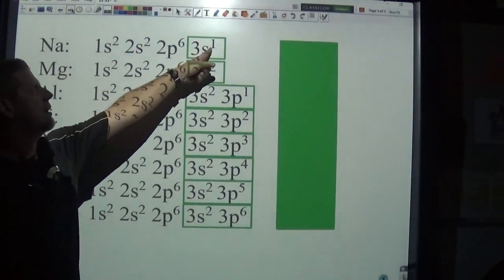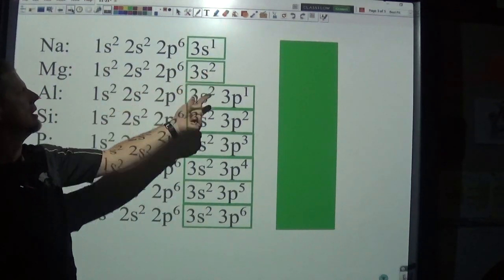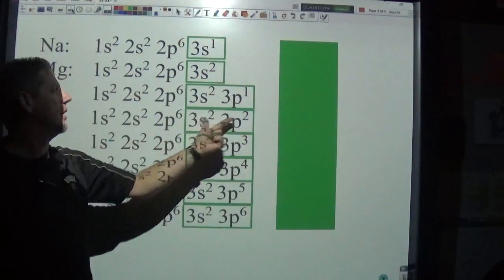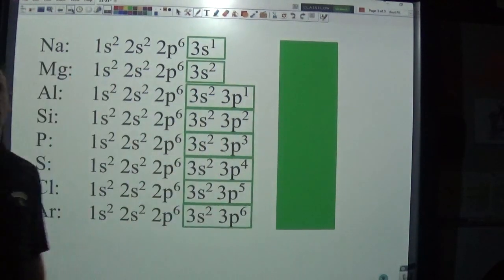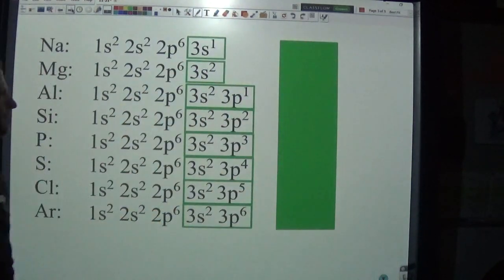So energy level 3, 1 electron. Energy level 3, s sublevel, 2 electrons. That one gets full, we have the 3rd, and the 4th, and the 5th, and the 6th, and the 7th, and the 8th. And notice that there are 8 when we get to argon.